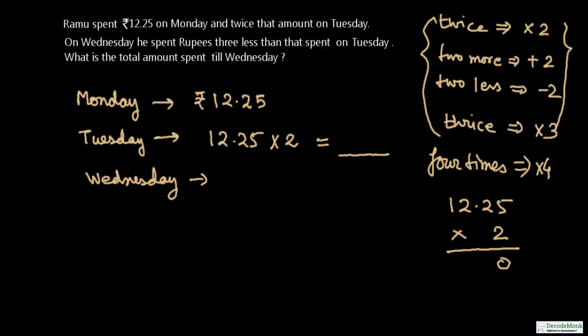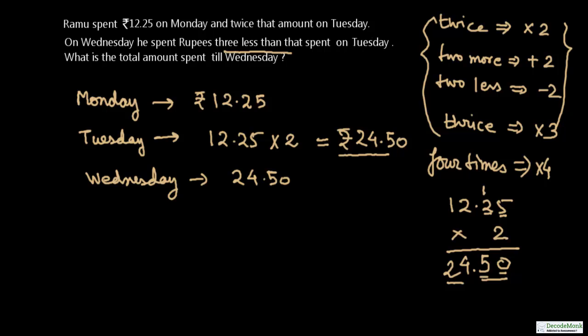5 2s are 10, 2 2s are 4 plus 1, 5. 2 2s are 4 and 2 1s are 2. So it's 2 4 5 0... and there are 2 digits to the right side of the decimal. So we'll have 2 digits over here also and then we will put a decimal. So it's rupees 24.50. So the amount spent on Tuesday is 24.50. Then on Wednesday that amount will be 24.50 minus 3.